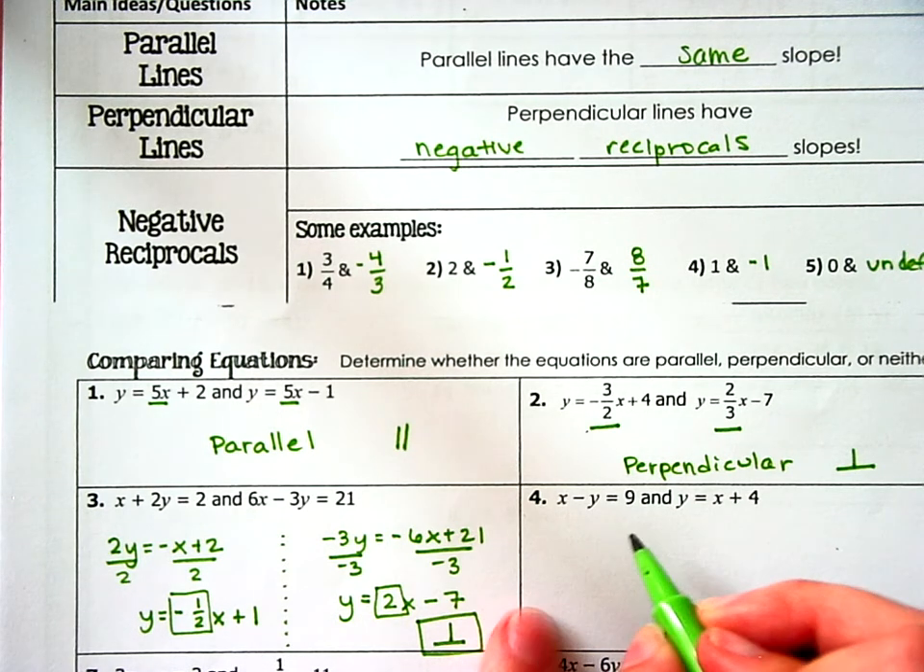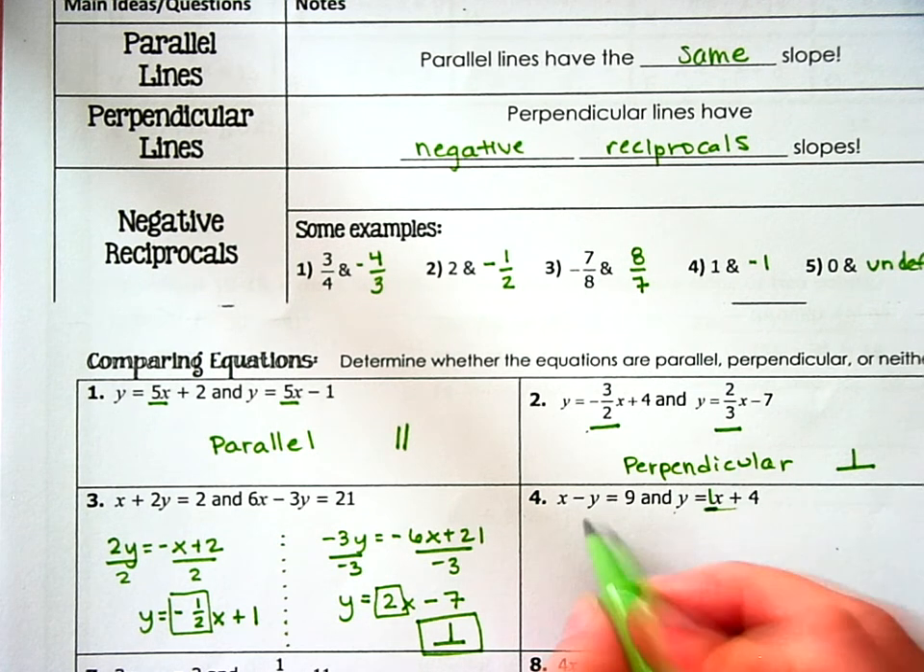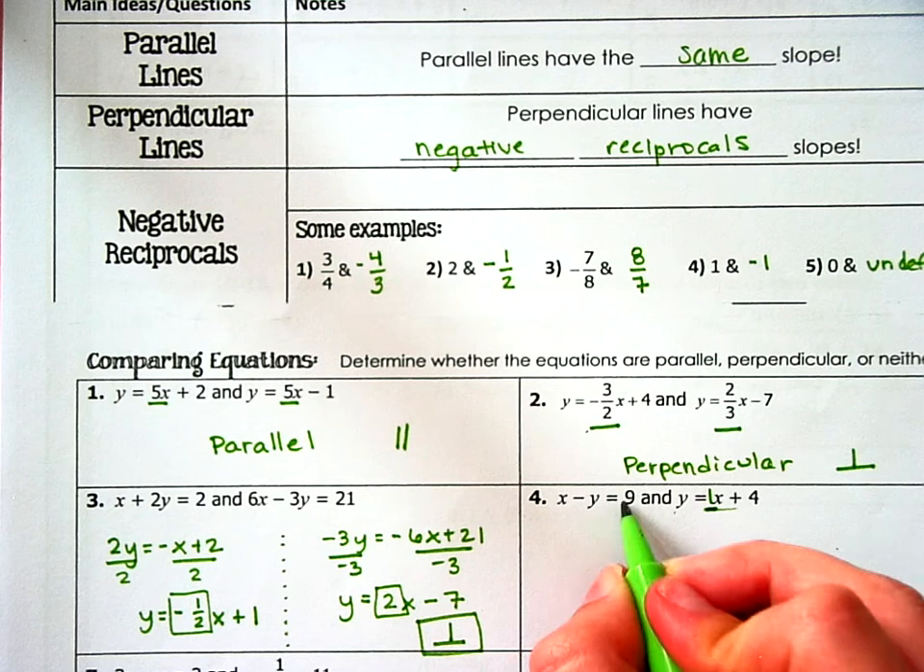So this one, again, we need to solve for y. This one's already done for us. This is a slope of 1. It's almost like an invisible 1 right there. Let's find out what the slope is here. I'm going to add y to both sides of the equation.